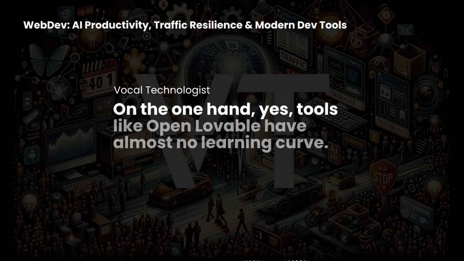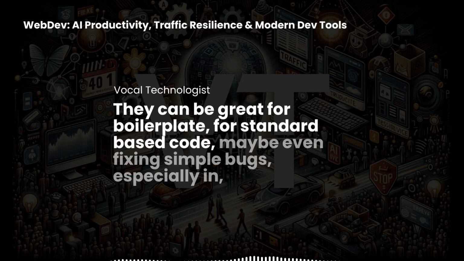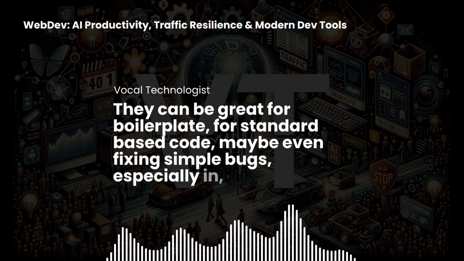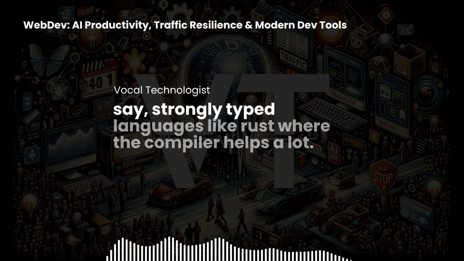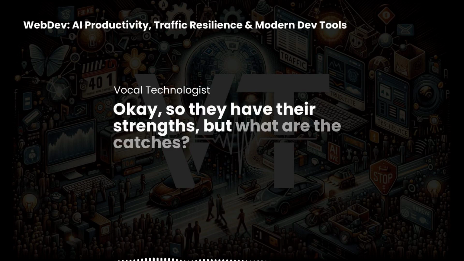On the one hand, yes, tools like Open Lovable have almost no learning curve. They can be great for boilerplate, for standards-based code, maybe even fixing simple bugs, especially in, say, strongly typed languages like Rust, where the compiler helps a lot. Okay, so they have their strengths. But what are the catches?